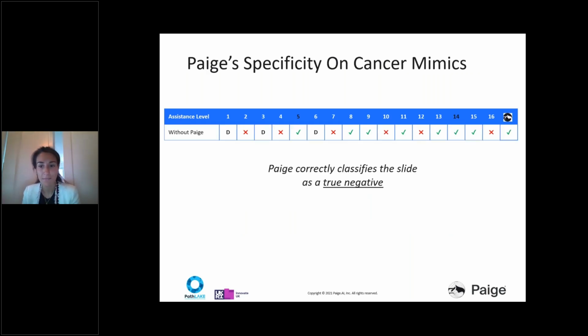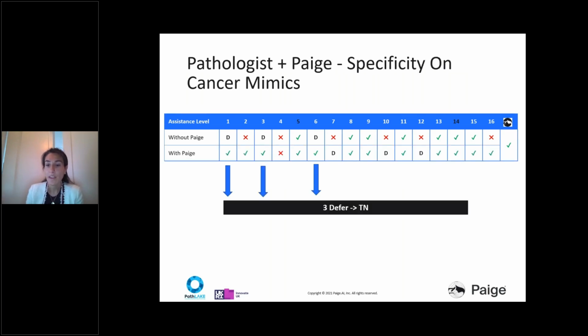Paige was run on the slide. How did Paige classify it? Paige correctly classifies the slide as a true negative, benign. Now, pathologists were presented with the same slide again, this time with Paige Prostate's results, and tasked with the same question. Was it benign, cancer, or did they defer? Well, let's look at the changes in their assessment.